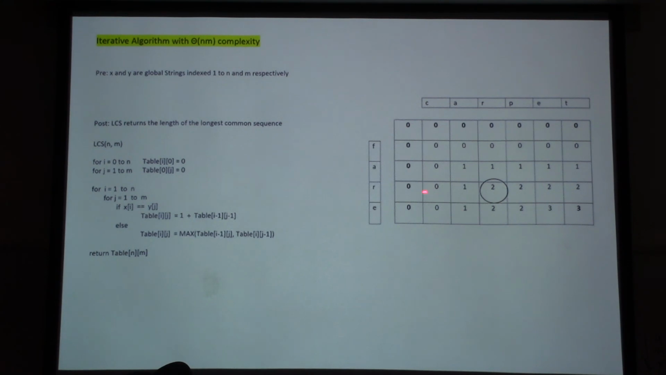Because A does not match C, R does not match C, E does not match C, and the max of the upper and left neighbors are 0, so it goes to 0. So once I fill in these zeros, and these zeros just happen to be zeros.